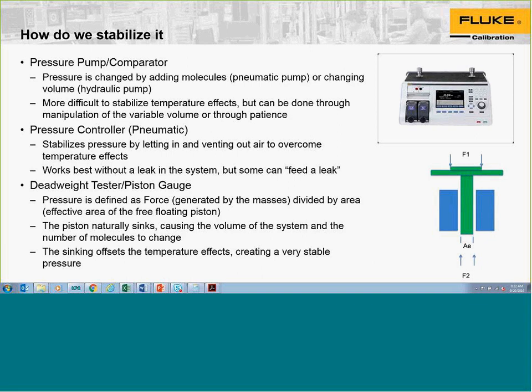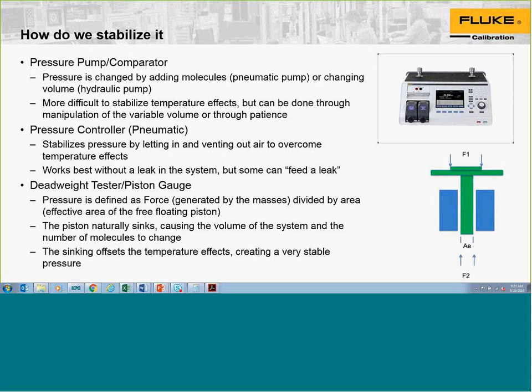The natural sinking of the piston causes the volume of the system and the molecules to change. That is, as the piston sinks, the internal volume of the system decreases by the size of the piston, and media would escape through the annulus, or the gap between the piston and the cylinder. This is normal operation of the instrument: the piston should slowly sink as it's operating. If the pressure is decreasing by means other than just the leak around the piston cylinder, that's usually a sign that you have a leak in your system somewhere.